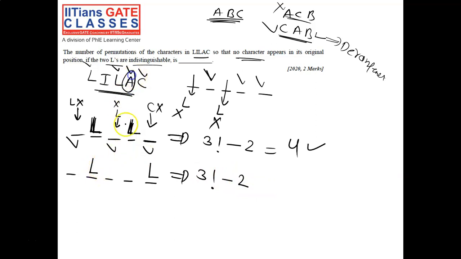Because if you see this A, the original position of A is the fourth position, so you cannot put A in the fourth position. So we are subtracting those words in which A is in the fourth position. There are 2 such words, so we subtract them, and we will get 4 more words.